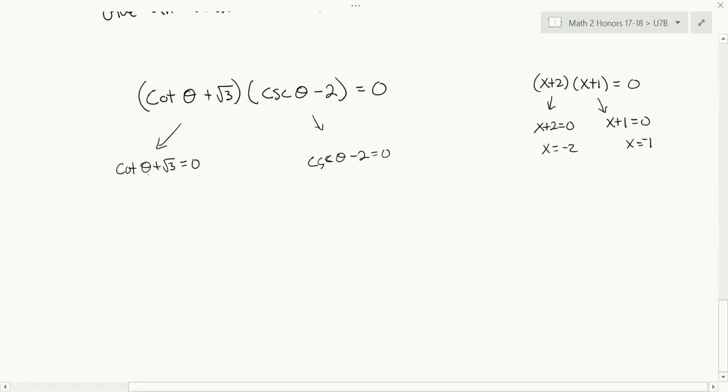So the first one says the cotangent of theta plus root 3 is 0. I want to get cotangent by itself, so subtract root 3. Then I'm going to get this in terms of tangent. We can leave it in cotangent, but I'm going to get it in terms of tangent, which is the reciprocal, still negative. And I'm going to multiply top and bottom by root 3.